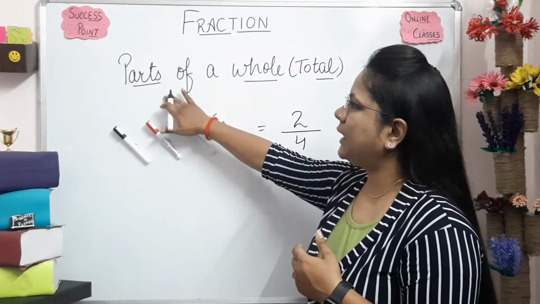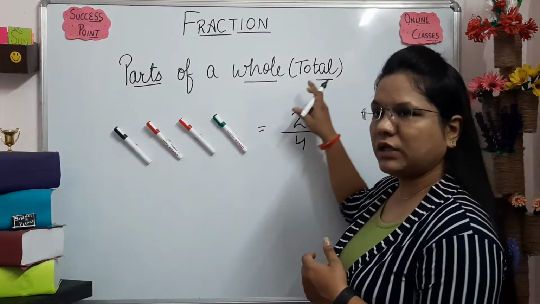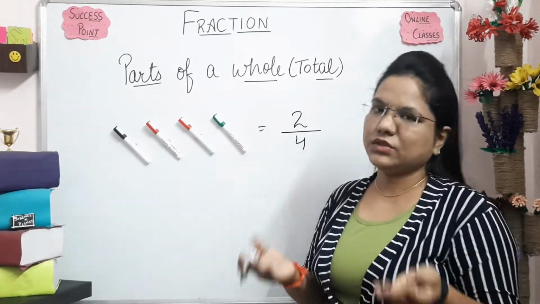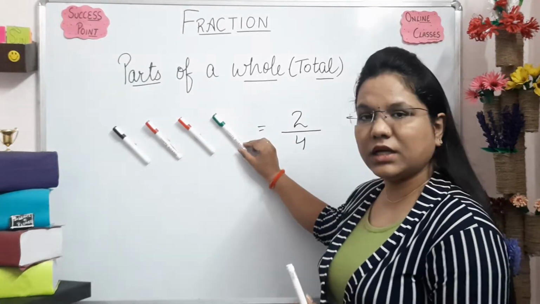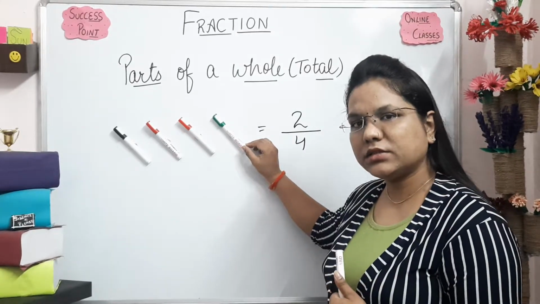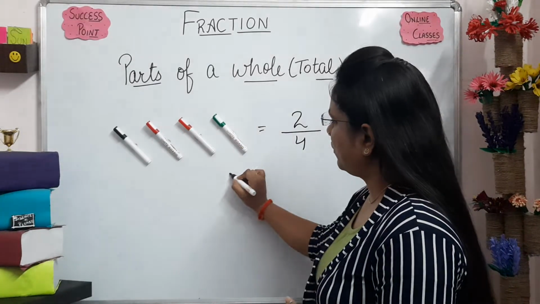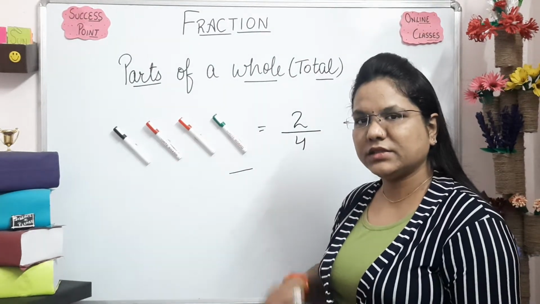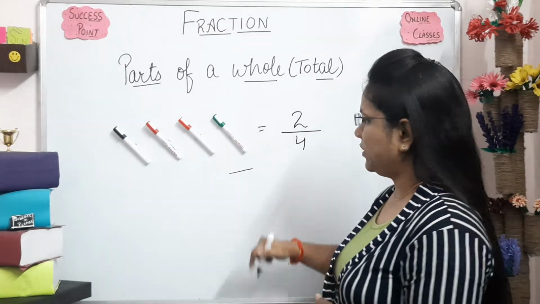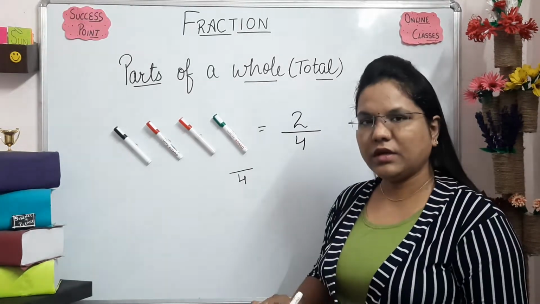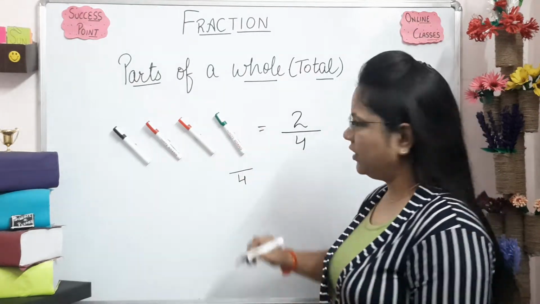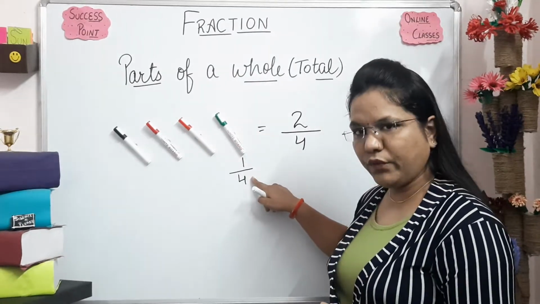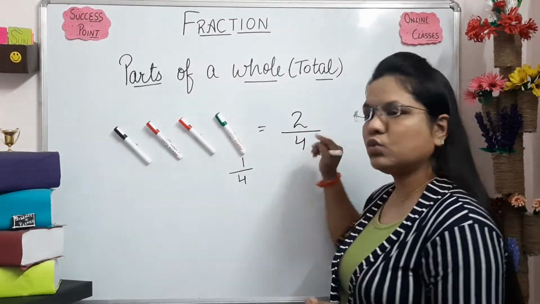That is all about parts of a whole. So out of the total we have to check the part that we want to use. So this is all about fractions. If I want to check the fraction for the green marker, how will it be? Let's find out. 1, 2, 3, 4. We again have 4 markers. I want to check for green. It's only 1. It will be 1 by 4. So for the green marker it's 1 by 4, and for the red marker it's 2 by 4.